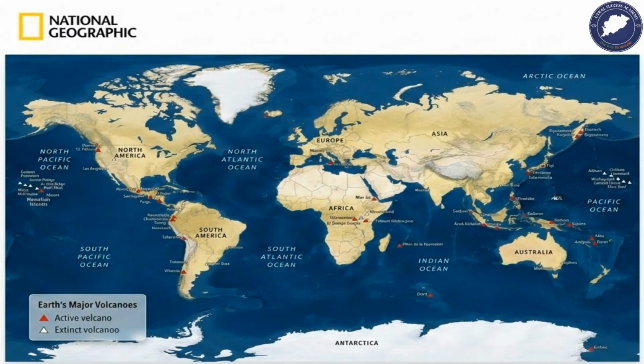This picture shows the global distribution of major volcanoes across the world, highlighting both active and extinct ones. It clearly indicates that most volcanoes are concentrated along tectonic plate boundaries, especially around the Pacific Ring of Fire, as well as in regions like the Mid-Atlantic Ridge and parts of the Mediterranean and East Africa.